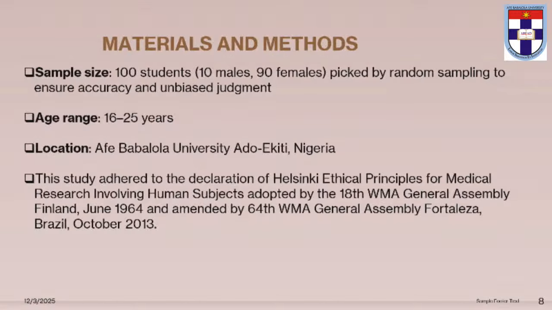Materials and method. The sample size used for this research was 100 students, 90 female and 10 male, picked by random sampling, between the ages of 18 to 25, at Afe Babalola University. This study adhered to the Declaration of Helsinki's ethical principles, simply saying that there was informed consent, nobody was forced into this research, and everybody knew what the data was going to be used for.